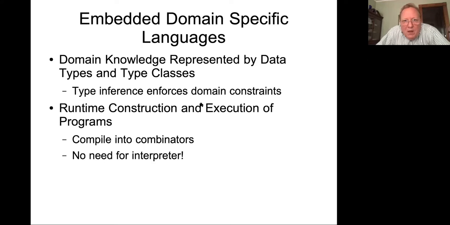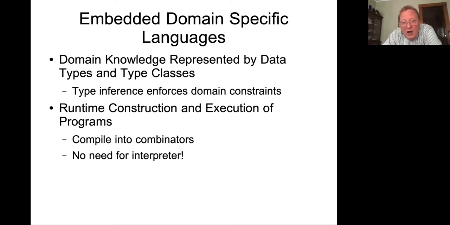Embedded domain-specific languages. Now we're going to start to get into the artificial life part of the talk. I think functional programming is just great programming and it's the future of programming, but why A-life in particular? Well, one of the things that's really easy to do if you have a monadic type, an abstract data type representing program fragments, is you can create embedded languages. And the most common way embedded languages are used in Haskell is that the domain knowledge is represented by a specific set of data types and type classes. And then Haskell's wonderful type inference technology is used to enforce type correctness, but because the types reflect domain knowledge, they enforce domain consistency, okay?